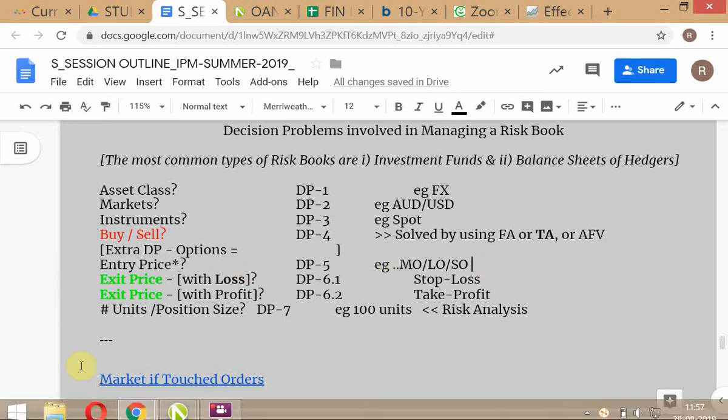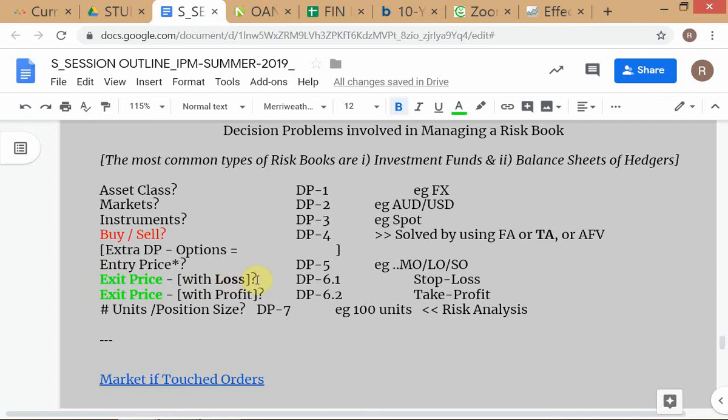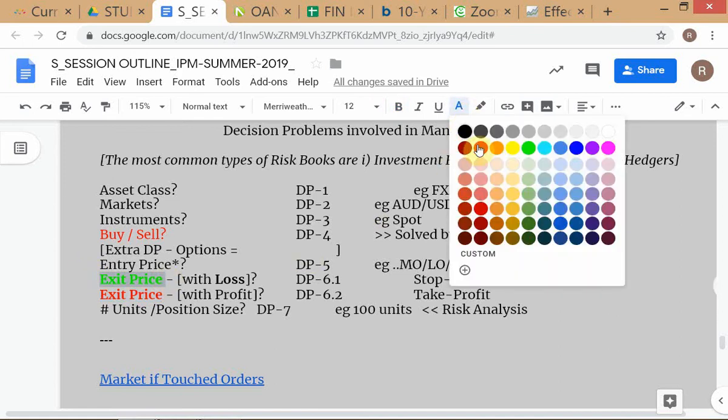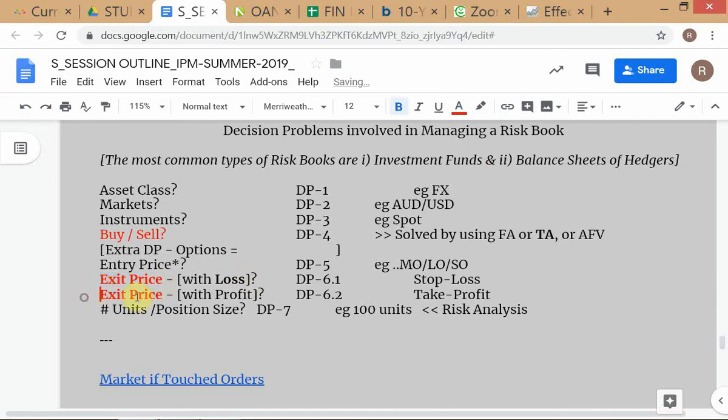What should be your entry price? And then there's the exit price with the loss, and exit price with profit should be showing in red. Sorry, I've reversed it. Exit price with loss should be in red, and I don't know why I put green there, but exit price with profit should be in green.